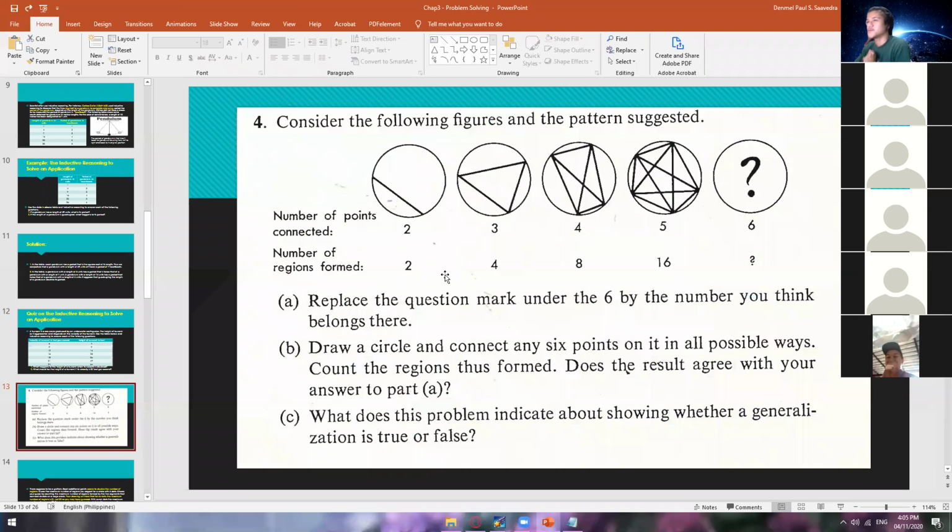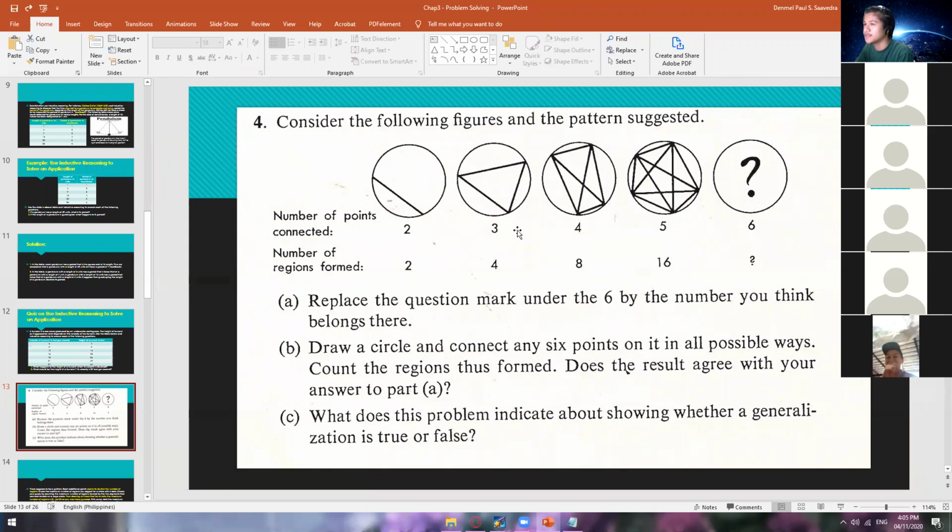Alright, so consider the column figures and the pattern suggested. So we have here the number of points connected and then the number of regions formed. If we have, let's say, 2 points, one here and another one here, and you connect them together, you'll form 2 regions. So 1 and then 2.